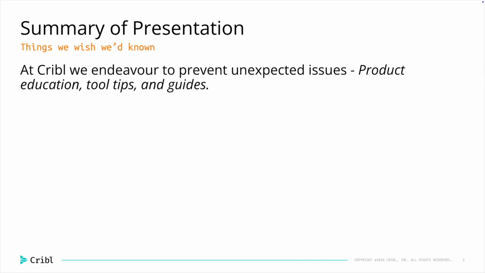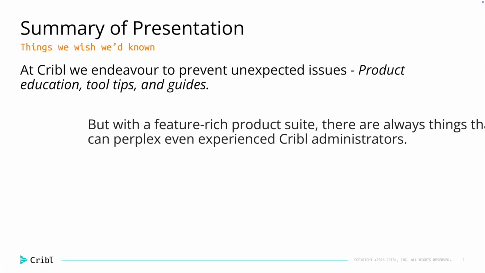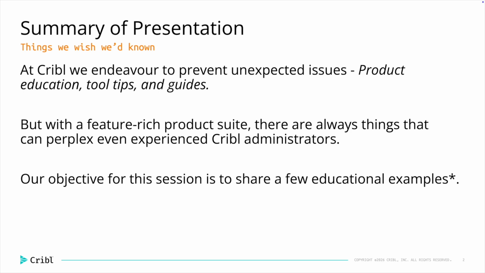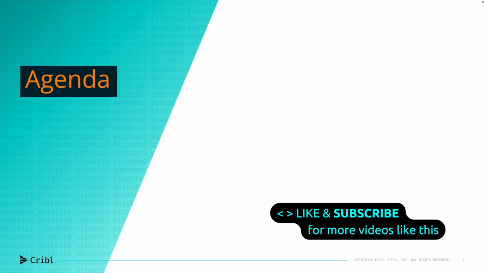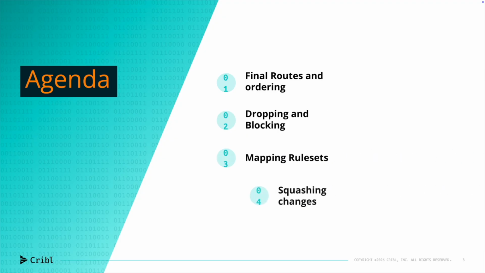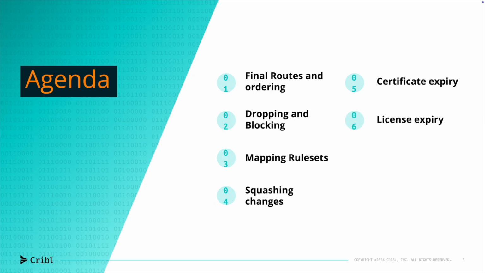At Cribl, we strive to prevent unexpected issues, whether that's with products, education, tooltips, or guides, but with a rich product suite and with those products having lots of room for customization, there are always things that can catch even experienced Cribl administrators. Which brings me to our objective for today's skill session, to share some of the common gotchas and talk through some educational examples in hopes that it prevents you from running into the same scenario with your Cribl deployments. For today's session, we're going to talk about final routes and ordering, dropping and blocking, mapping rule sets, squashing changes, certificate expiry, license expiry, _raw, and we'll wrap it up with some closing notes.